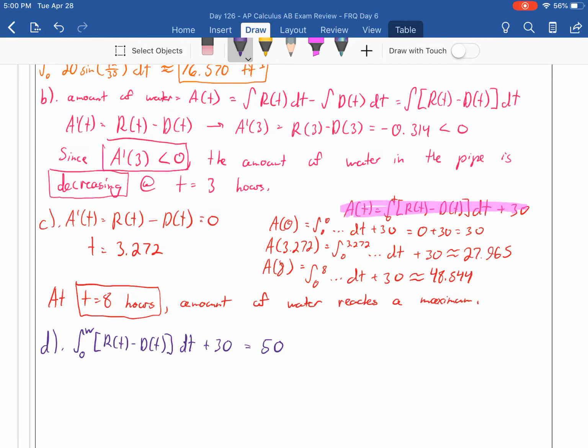So if you were to solve for W, that would be the time it would take to reach 50. So that would be our answer. Not much. I mean, this is basically asking us to set the amount equation that we established in part C equal to 50, and that's it. Okay, well, that's part D.